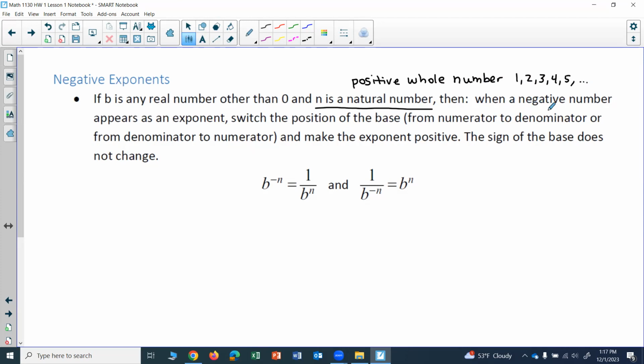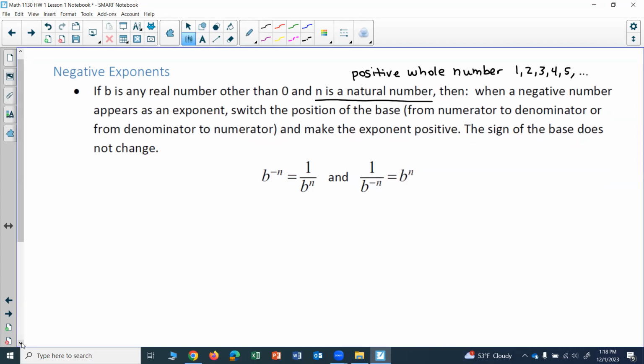Then when a negative number appears as an exponent, you switch the position of the base from the numerator to the denominator or from the denominator to the numerator and make the exponent positive. The sign of the base does not change, so the sign of b would not change. It would just be the sign on the exponent. So if I had b to the negative n, that would equal 1 over b to the positive n. Or if I had 1 over b to the negative n, that would equal b to the positive n.